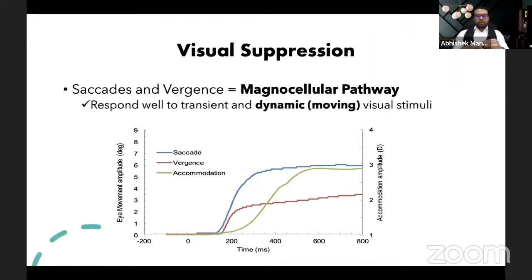Now, what happens? So I obviously talked about the saccade and vergence, which is the magnocellular pathway, which is actually responsible here, that we can assume based on the data that we found here. So why do I say that? Because obviously it responds well to the transient and dynamic moving visual stimuli. Because if you remember, we talked about its large receptive cells and its dynamic nature, which can capture more information and can process faster information. That's why saccades and vergence are considered to be because of the magnocellular response here.